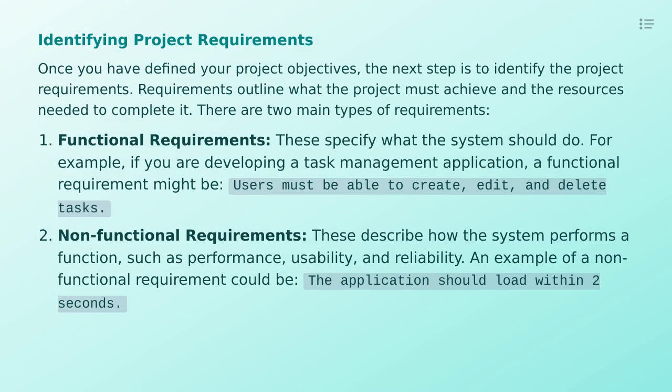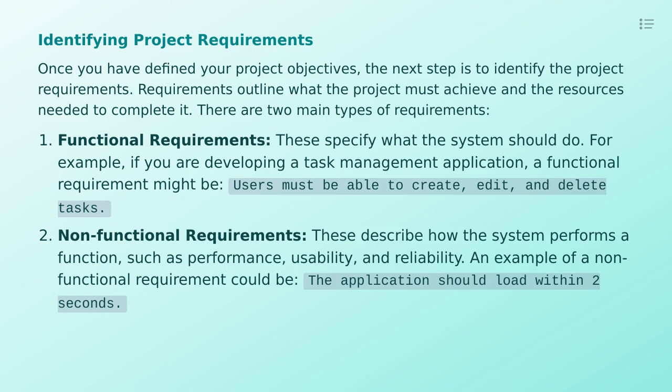Identifying project requirements, let's dig in. Once you have defined your project objectives, the next step is to identify the project requirements. Requirements outline what the project must achieve and the resources needed to complete it. There are two main types of requirements. First, functional requirements. These specify what the system should do.